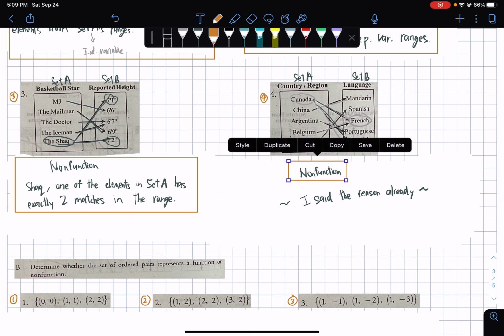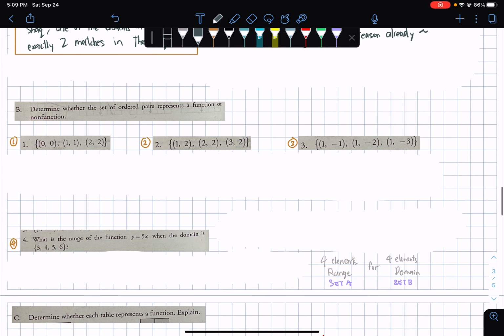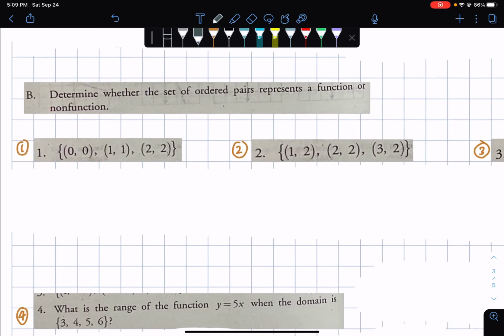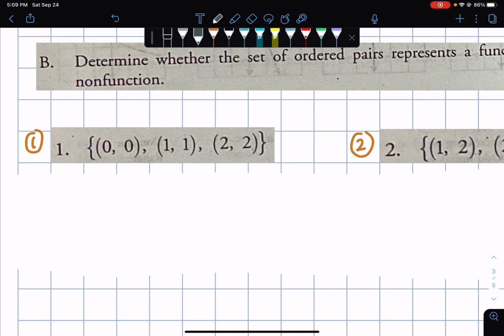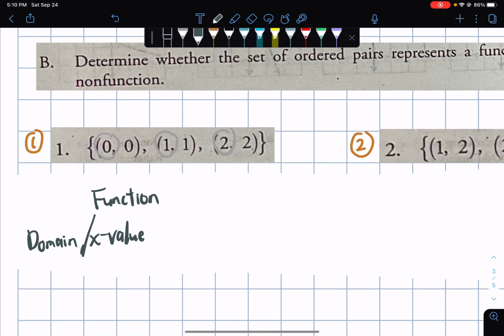Humorously enough. So for letter B, determine whether the set of ordered pairs represent a function or a non-function. For number 1, we have (0, 0), (1, 1), (2, 2). So it's a function. Why? The x values, which represent elements of the domain, are not the same as each other. So the domain, in other words the x value, is not repeated.